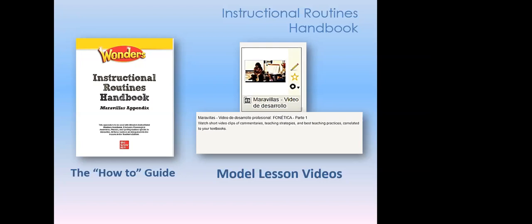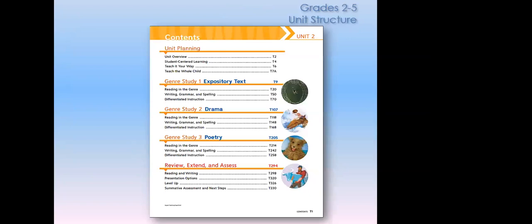Obviously, the biggest differentiator between Wonders and Maravillas is la fonética, right? We're teaching how to read Spanish very differently than how we would teach how to read English, right? So a lot of the videos are showcasing those fonéticas or those instructional routines that pertain to the development and the instruction of learning how to read in Spanish.